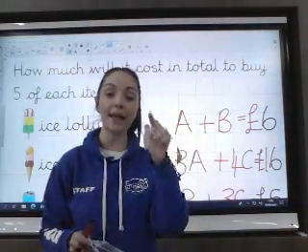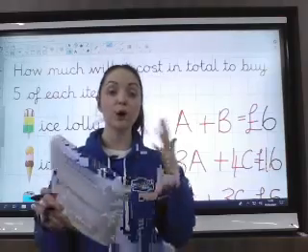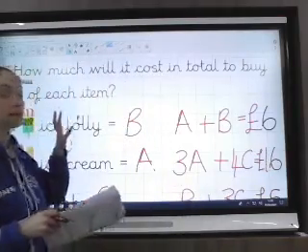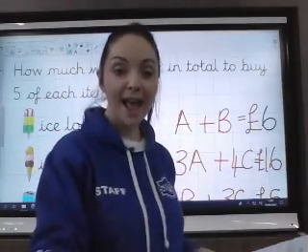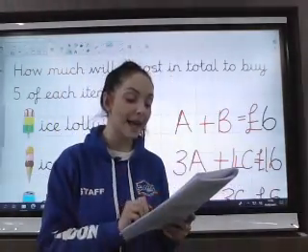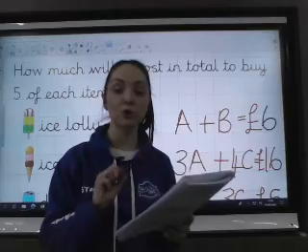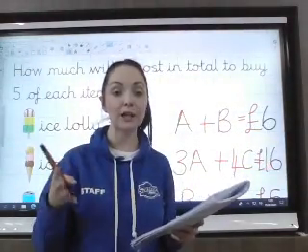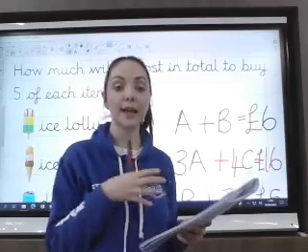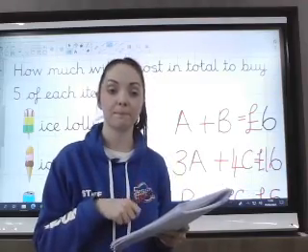Once you've got what A, B, and C are equal, so once you know how much the ice lolly is, how much the ice cream is, and how much the drink is, you then, remember, the question said, how much will it cost in total to buy 5 of each item? So remember, you need to multiply each by 5, add them together, and that will get you your answer. Okay?